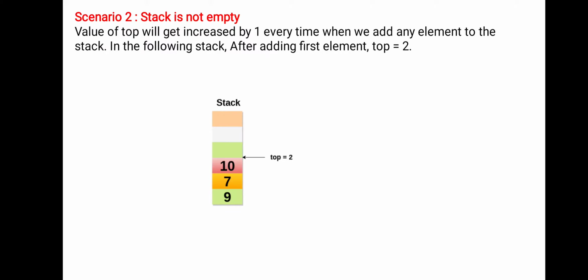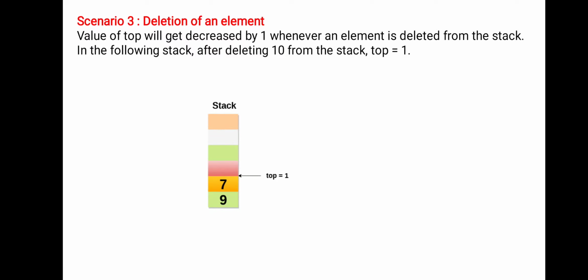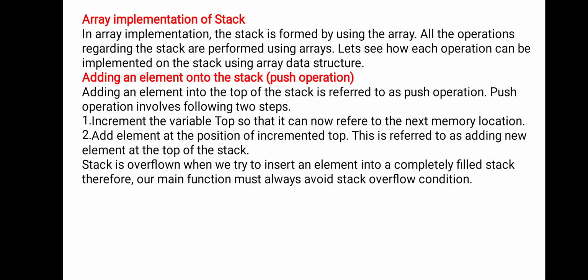So whenever you insert 9, top value is 0, and whenever you insert 7, top value is 1, and whenever you insert 10, top value is 2. And for every insertion of an element into the stack, the top value is incremented by 1. That is the first step. Increment the variable top so that it can grow. It can now refer to the next memory location. Next, second one, add the element at the position of the incremented top. This is referred to as adding a new element at the top of the stack.